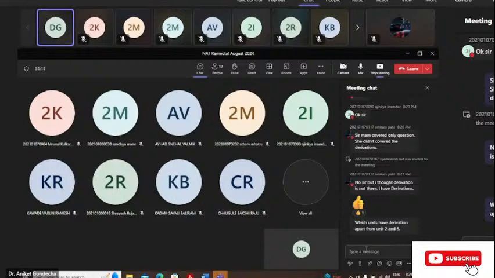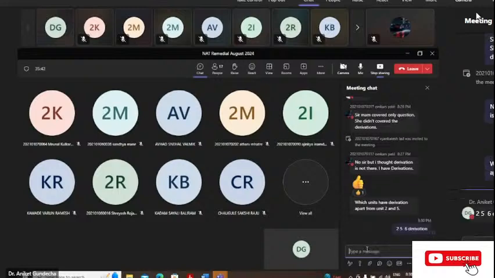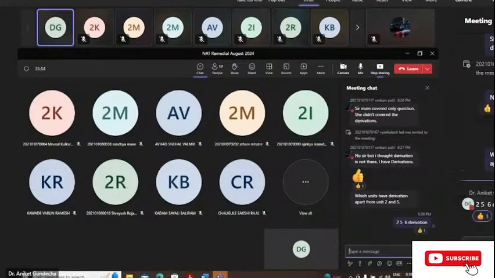Derivation will be for unit number 2, unit number 5, and unit number 6. Only these 3 units have derivation. It's 2, 5, and 6. Okay. Is it okay? Any other doubt?